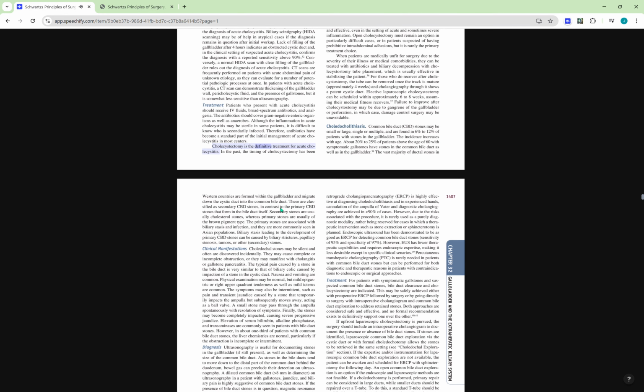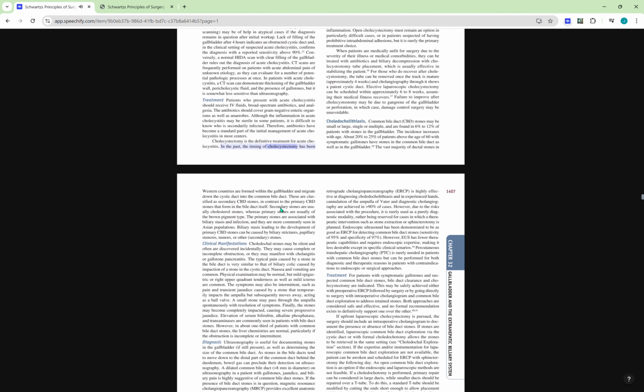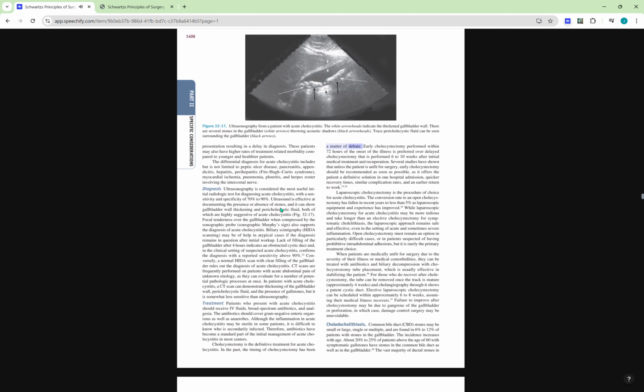Cholecystectomy is the definitive treatment for acute cholecystitis. In the past, the timing of cholecystectomy has been a matter of debate. Early cholecystectomy performed within 72 hours of the onset of the illness is preferred over delayed cholecystectomy that is performed 6 to 10 weeks after initial medical treatment and recuperation.